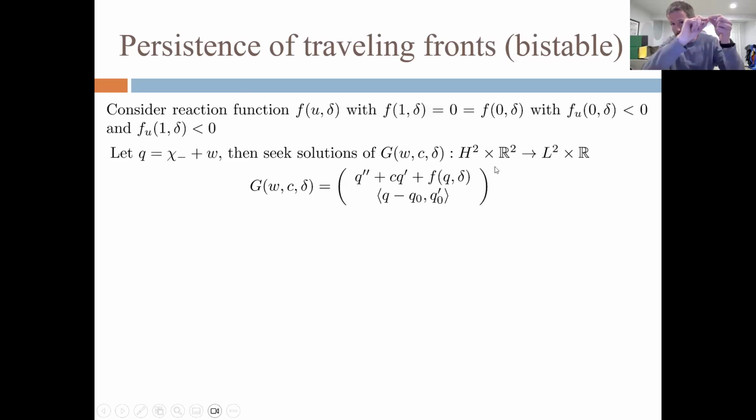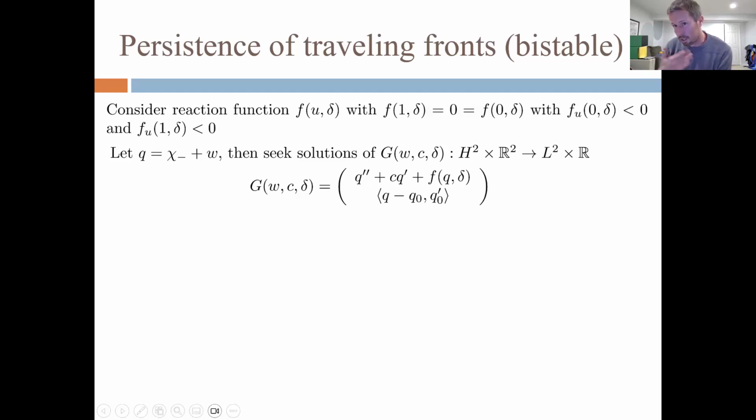The problem is like this front, right? Because it connects 1 to 0, it's not in L2, okay? So you need to kind of localize the problem. So write Q as basically some cutoff function near the state at 1, plus some localized function W that's in L2, okay? It's kind of ugly if you write all this stuff out in terms of W, so I'm just going to leave it in terms of Q, but Q is chi minus plus this cutoff function plus W, okay?